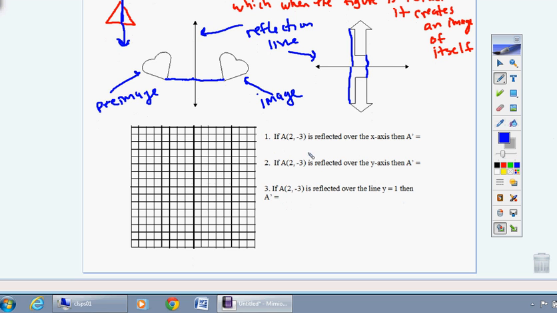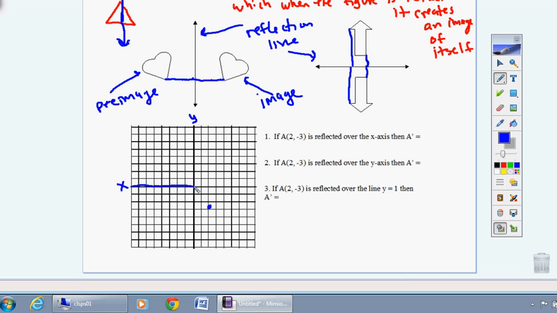Let's do some examples here. Number one says if point A, and then it tells us where that point is, so let's go ahead and plot that. Here's our y-axis, and here's our x-axis. So if I were to plot the point 2, negative 3, it would be 2 and then down 1, 2, 3. Right there.